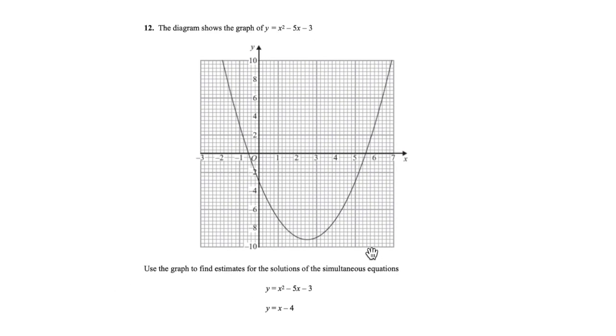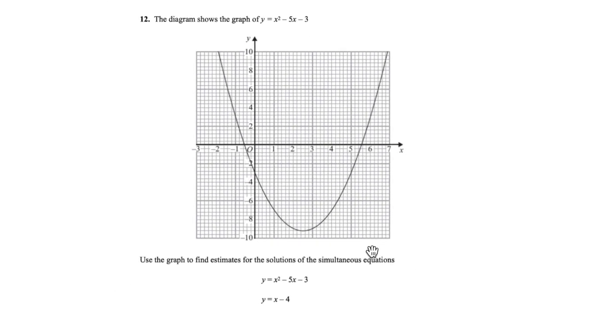Okay, so next we've got this nice graph here. This one was only answered correctly by 3.3% of students. So let's see why 96.7% of people didn't get full marks. The diagram shows the graph of y equals x squared minus 5x minus 3. Use the graph to find estimates for the solutions of the simultaneous equations y equals x squared minus 5x minus 3 and y equals x minus 4.